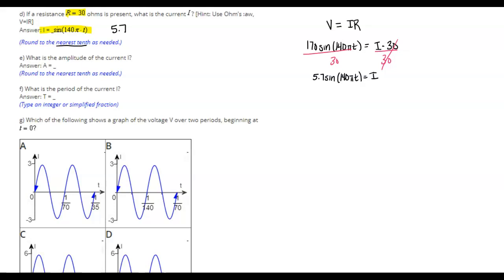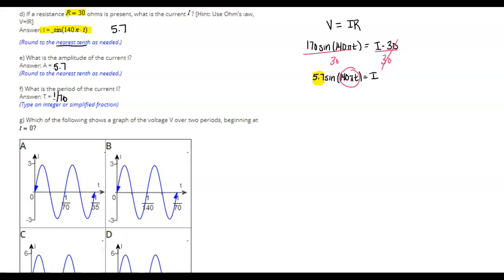Well, E just asks what my amplitude is. Well, the amplitude's 5.7 because that's what's in front. So I'm going to put 5.7 again. Now it asks for our period. Did we change our period any? Did we shift left or right from the original V? No. So you already know what your period is. Your period is still 1/70th.